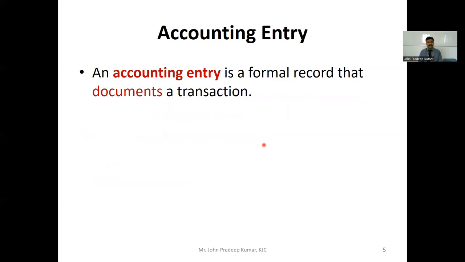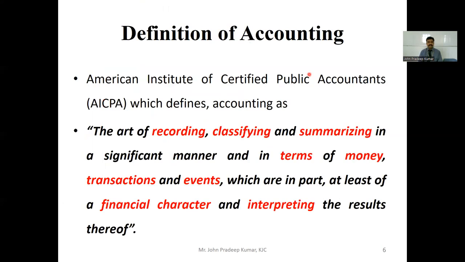So what is an accounting entry? An accounting entry is a formal record that documents a transaction. This is called an accounting entry.